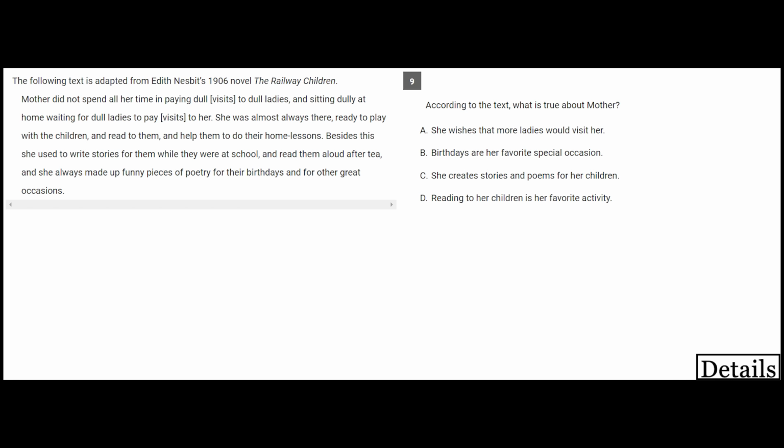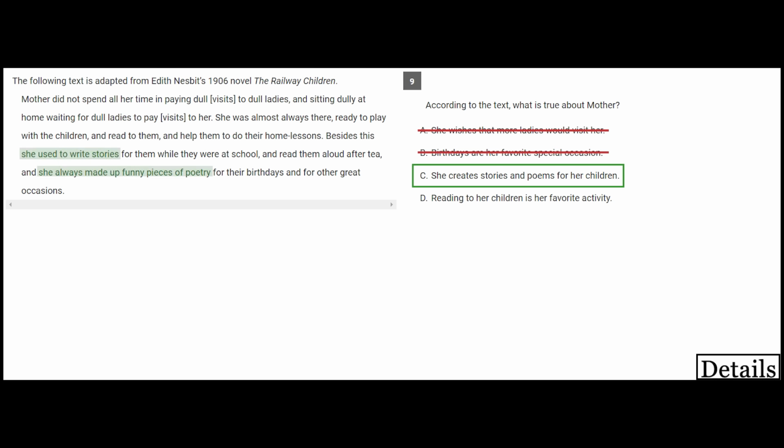In the first sentence, it literally says, mother did not spend time visiting people or waiting for them to visit her. Choice B says, birthdays are her favorite occasion. The text says mother made poetry for her kids' birthdays, but it doesn't say birthdays were her favorite occasion, so we can eliminate this. Choice C says, she creates stories and poems for her children, which is true, and it says both of these things.